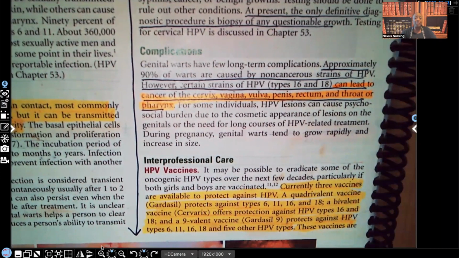Okay, so approximately 90% of warts are caused by non-cancerous strains of HPV. However, certain strains of HPV, and they tell you specifically which ones, type 16 and type 18, can lead to cancer of the cervix, vagina, vulva, penis, rectum, and throat or pharynx.